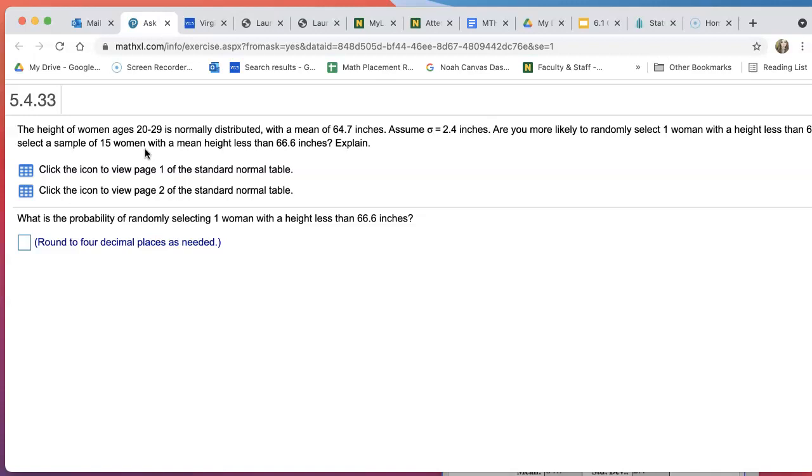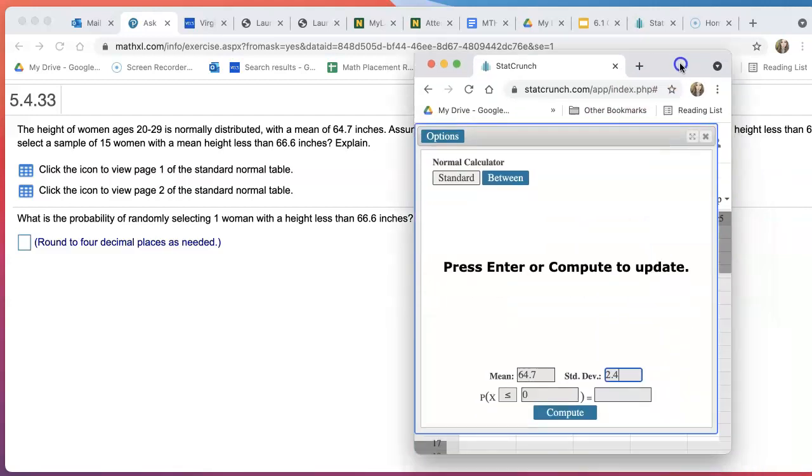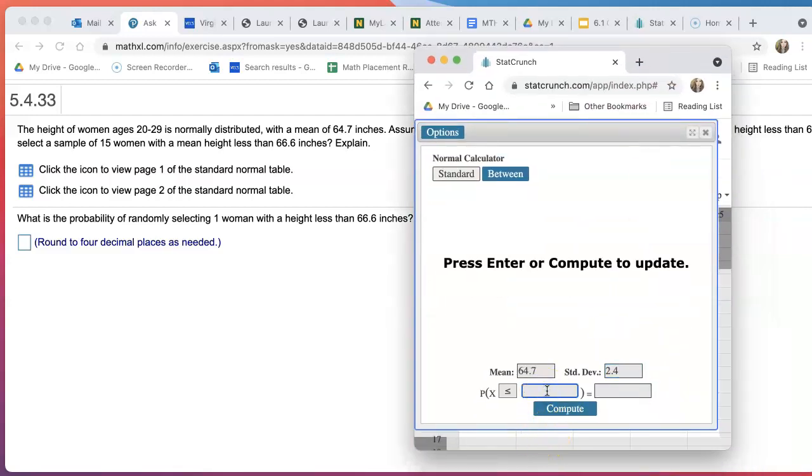The first part is asking about selecting just one woman. And the other one is about picking 15 women and then taking their average. The first part is a regular normal distribution. So I'm just going to do the first one here, and I will compare the numbers later.